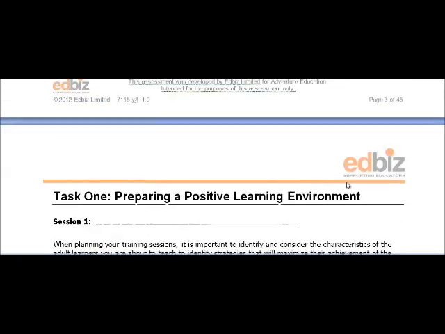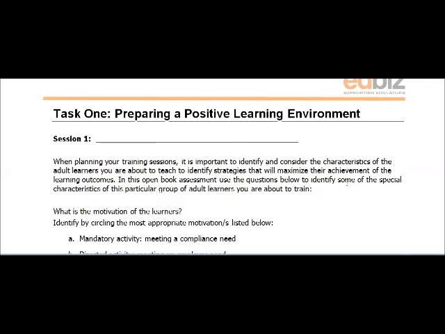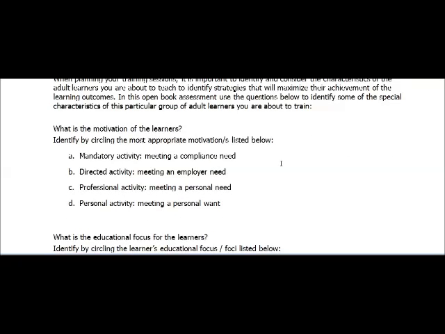Next page, this must be page 4, is task 1, preparing a positive learning environment. Now, one reason why your assessment task booklet is so thick is that the evidence that you need for each session has been duplicated. So you'll see that the evidence for task 1 repeated 2 more times, once for each session. Now for session 1, you'll need to put the name of the session, whatever it is you're going to call it. And then there's a series of questions that you need to answer.